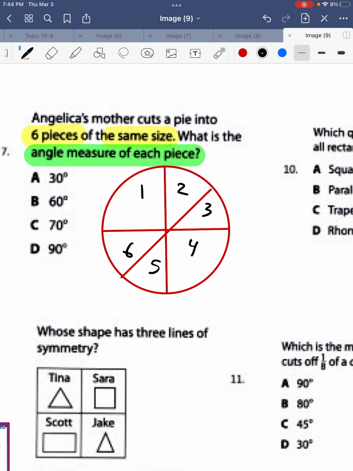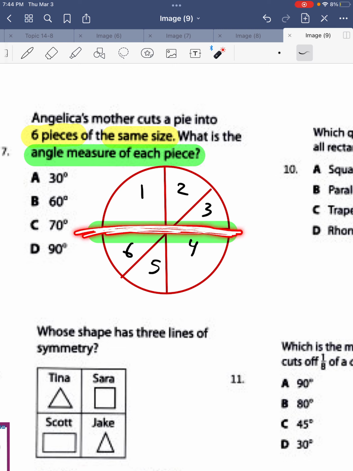So I need to figure out what is the measure of each piece. So this piece or this piece, any piece. I need to figure out what's the measure of each piece. Okay. So this one takes a lot of thinking. If you look at a circle, you know that I have a straight line at half of the circle.